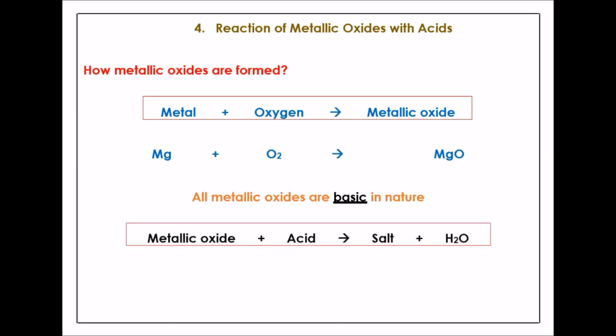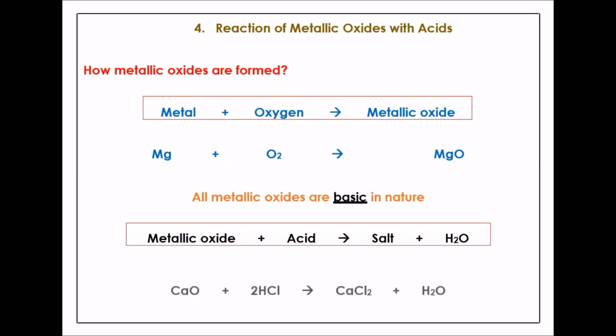Now, when metal oxides react with acid, why only metal oxides will react with acid? I told you metallic oxides are basic in nature. If you remember neutralization reaction, what is neutralization reaction? Acid should react with base. Here the metallic oxide is a base, so the metallic oxide, being basic in nature, reacts with acid and forms salt plus water. This is also a neutralization reaction.